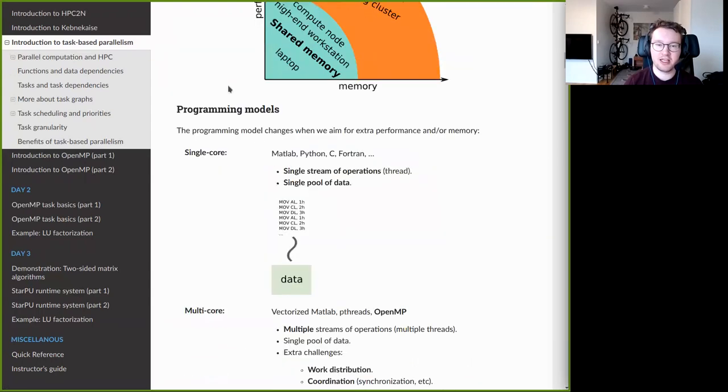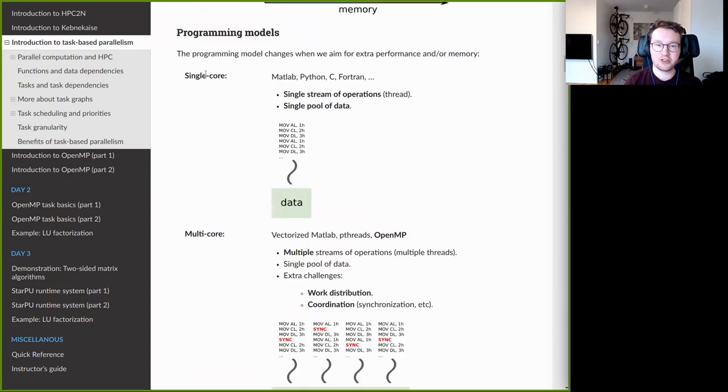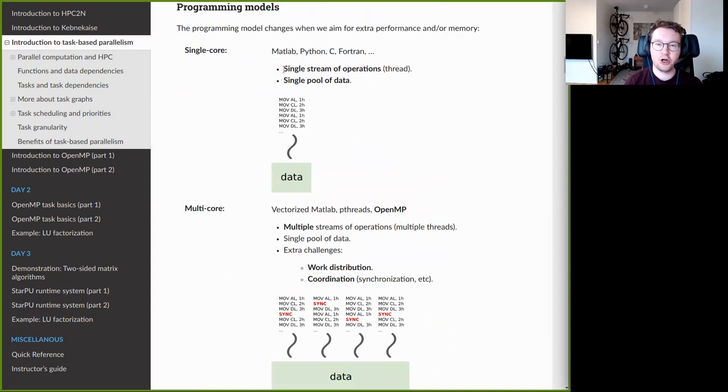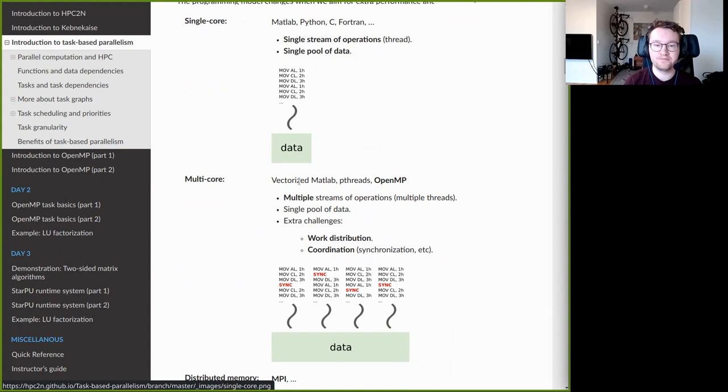What is closely connected here is, of course, the different programming models you might encounter. So in a single core environment, you might be using tools such as MATLAB, Python, C, or Fortran. And the way you write your code is that you have a single stream of operations called a thread that is being executed in order. And that thread has access to a single pool of data. So if you've done any programming and you didn't know what shared memory or distributed memory or threads were, you have been doing single core programming, which is the simplest one to do.